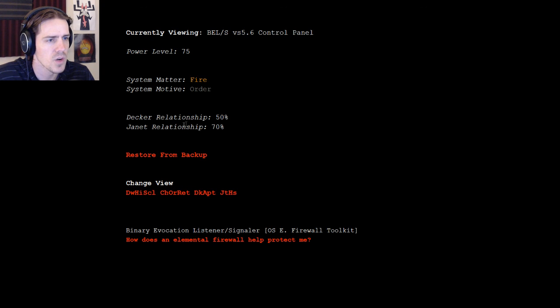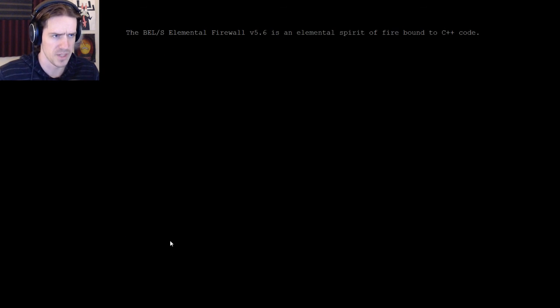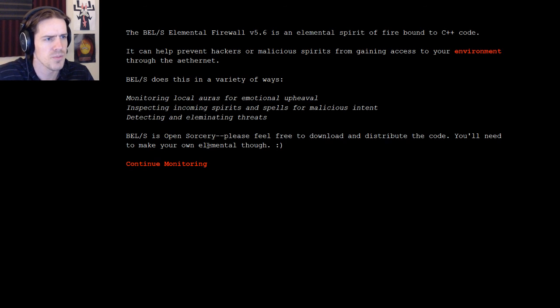Oh, interesting. This could be if I want my power level to be higher. How does an elemental firewall help protect me anyway? It can help prevent hackers or malicious spirits from getting access to your environment through the Ethernet. Monitoring local auras for emotional upheaval, inspecting incoming spirits and spells for malicious intent, detecting and eliminating threats.